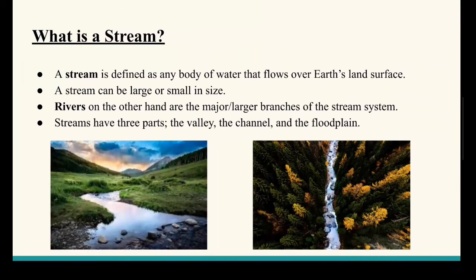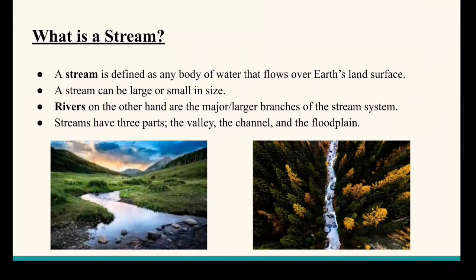What is a stream? A stream is a body of water that flows over land surface. It can be large or small in size. Rivers, on the other hand, are the larger major parts of the stream system. Rivers and streams are often used interchangeably, but just know that the rivers are the larger parts of the stream.